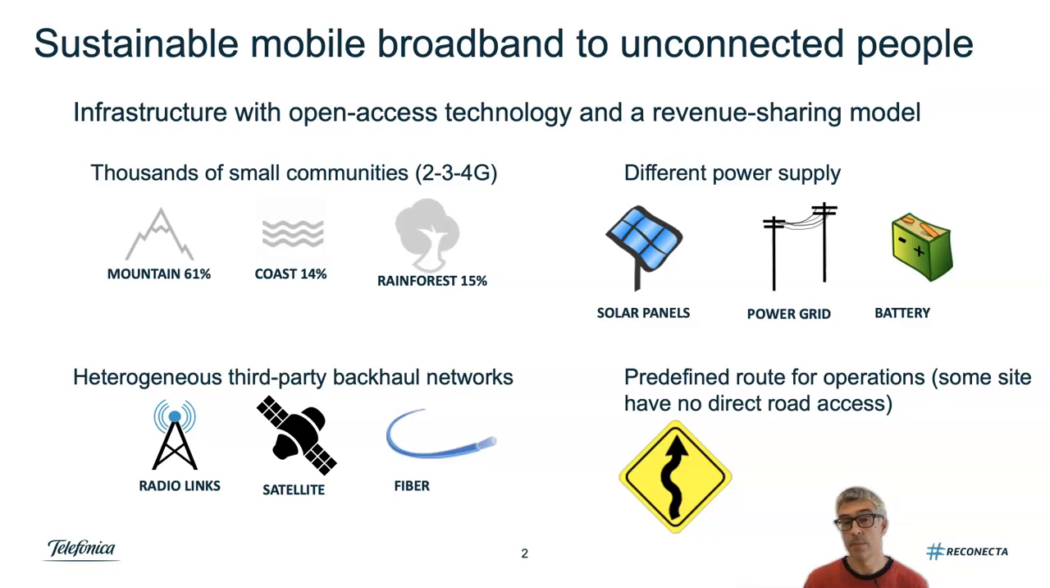These communities are equipped with different power supplies, including solar panels, power gear, and batteries. Some of them have a combination of those. The project uses heterogeneous third-party backhaul according to what's available: either radio links, satellites, or fibers. And as these communities are spread across an entire country, operation teams are organized in 40 zones and controlled by a centralized entity and a ticketing system.